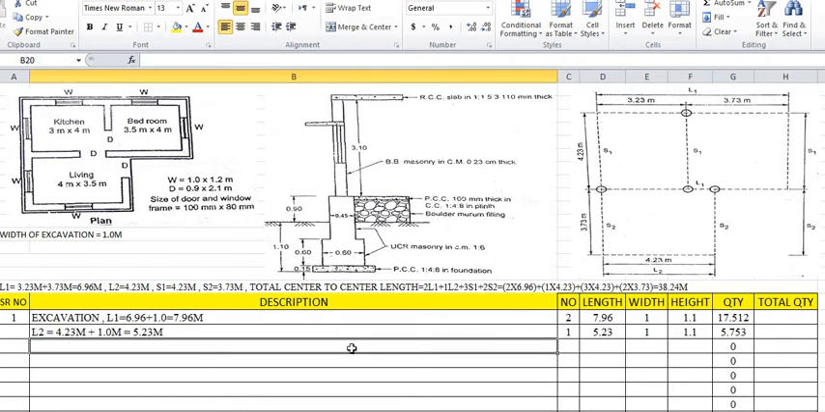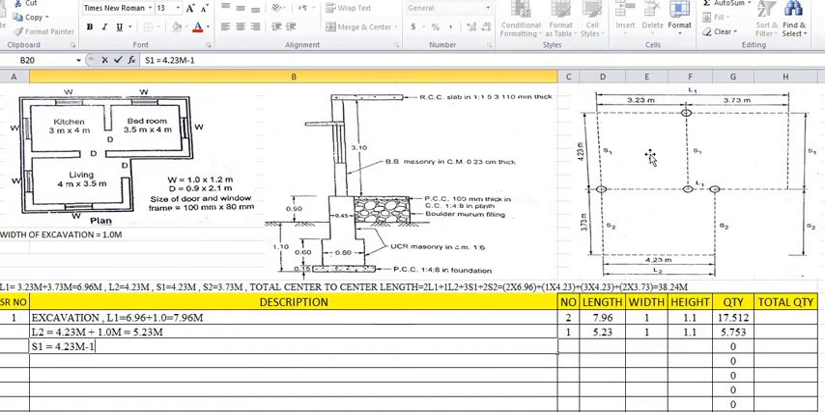Same way as short wall. So we are considering S as short wall. So S1 is equal to, what is the length of short wall? Here S1 has been mentioned as 4.23. So 4.23 meters is the short wall, but we subtract the width of section. In short walls we are subtracting the width of the sections. So 4.23 minus 1 is 3.23 meters.